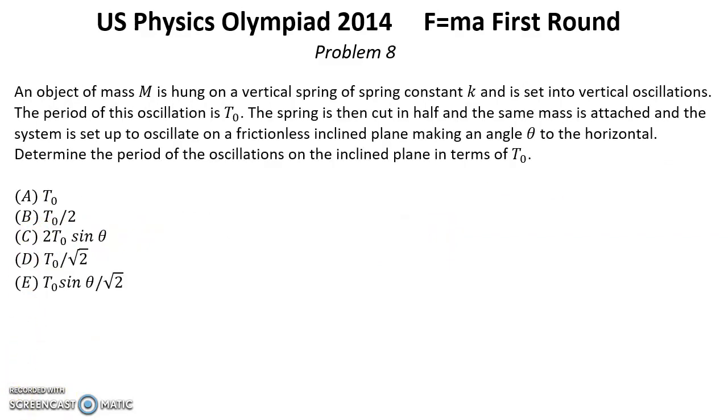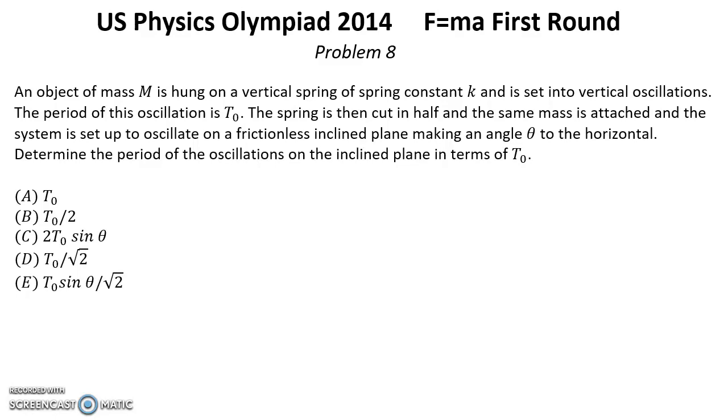Problem number 8. An object of mass M is hung on a vertical spring of spring constant K and is set into vertical oscillations. The period of this oscillation is T0. The spring is then cut in half and the same mass is attached, and the system is set up to oscillate on a frictionless inclined plane, making an angle theta to the horizontal. Determine the period of the oscillations on the inclined plane in terms of T0.